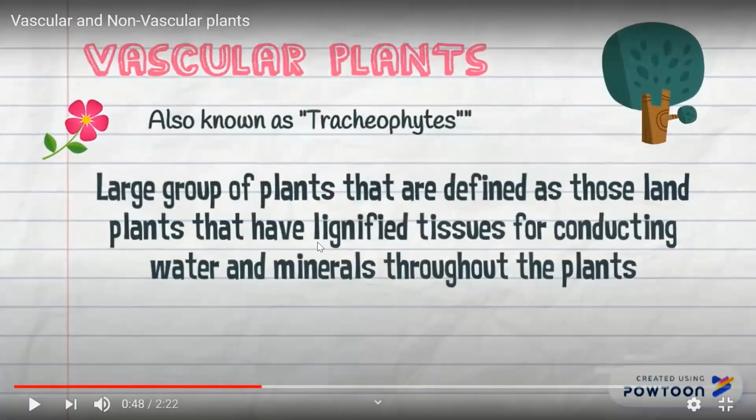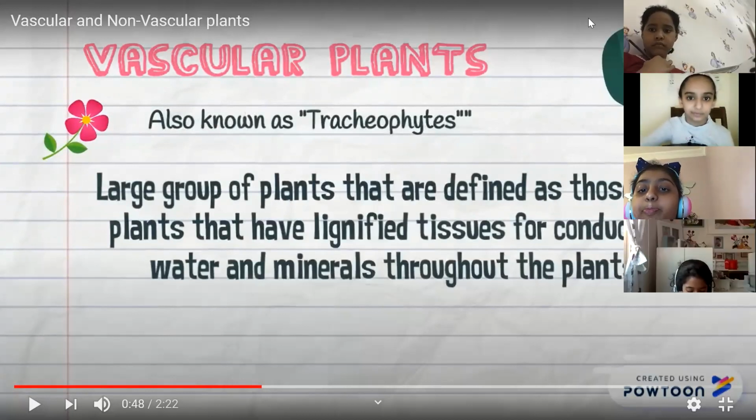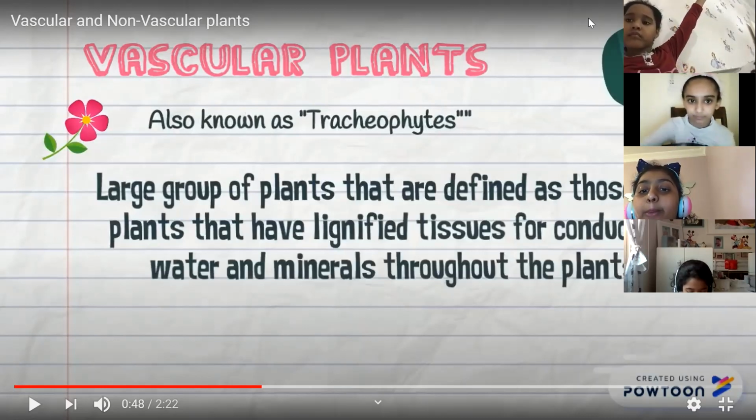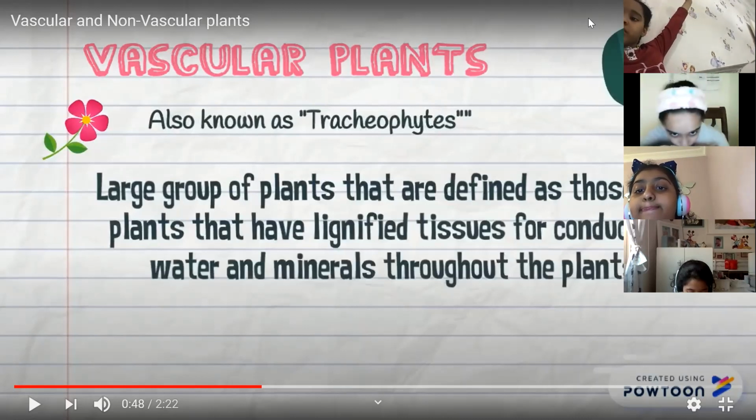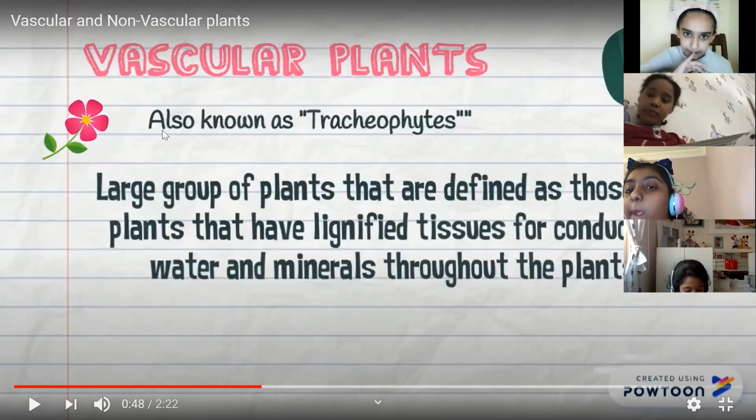A large group of plants that are defined as those land plants that have lignified tissues for conducting water and minerals through the plant. What do I mean by that? Who wants to participate with me? Vascular plant means they have things to conduct water and minerals through the plant. Yes, Rayana. What do I mean?